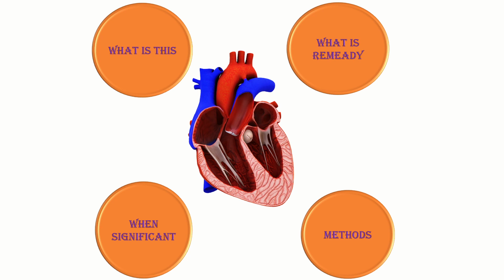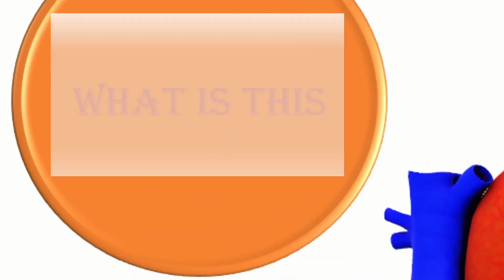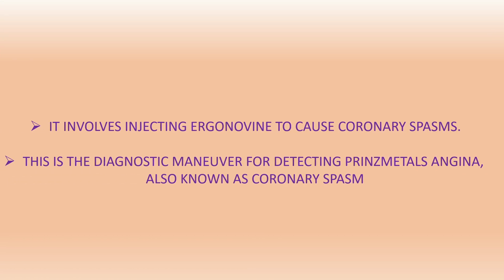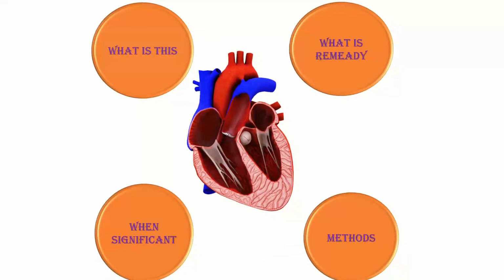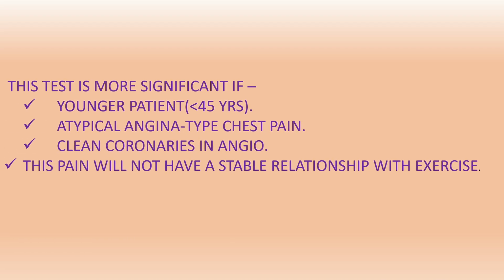If we go into the details, the Ergonovine Test involves the administration of a medication called ergonovine, which causes the coronary arteries to constrict, allowing the doctor to assess the blood flow to the heart. This is for detecting vasospastic angina, which was previously also referred to as Prinzmetal or variant angina. This test is particularly useful for patients who may not be able to undergo a traditional stress test.